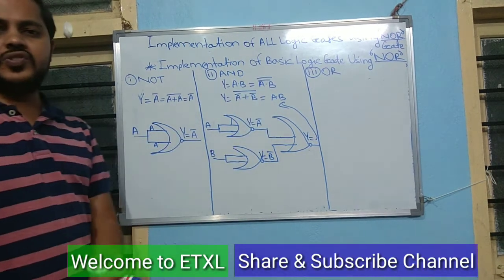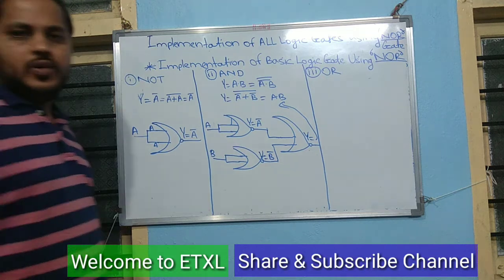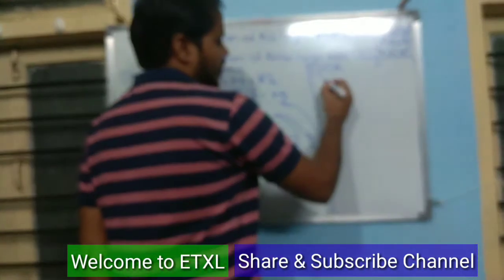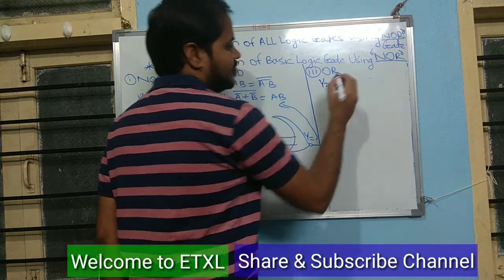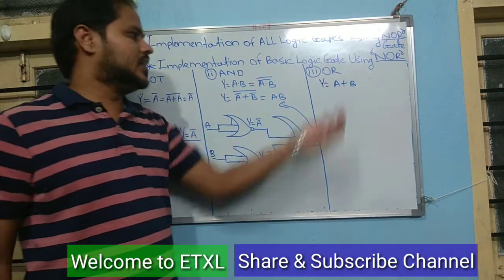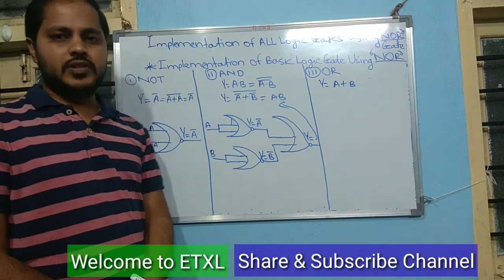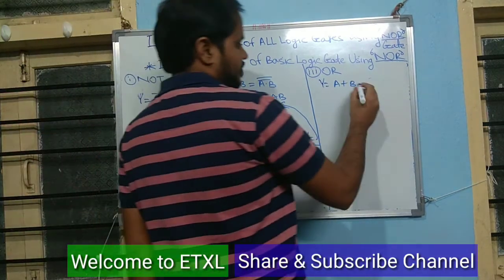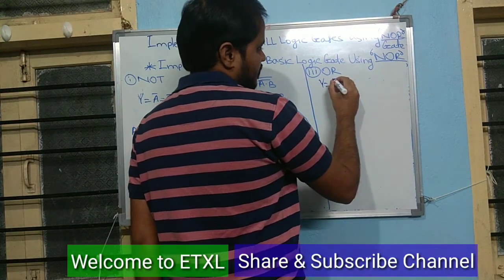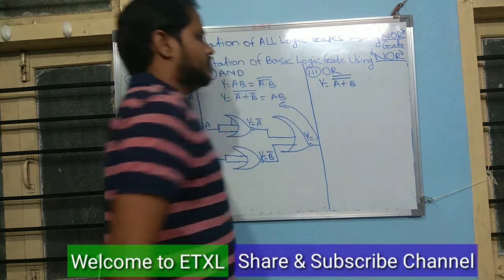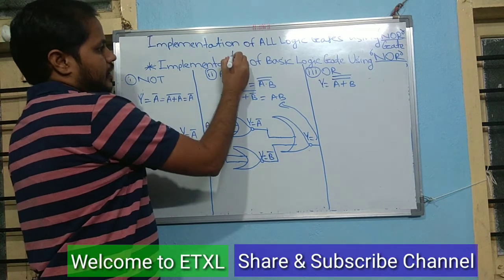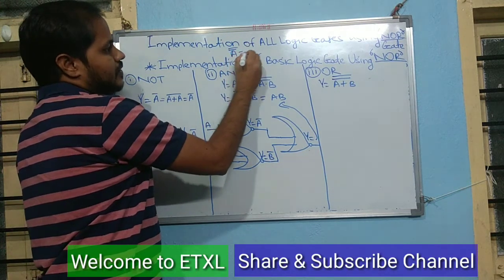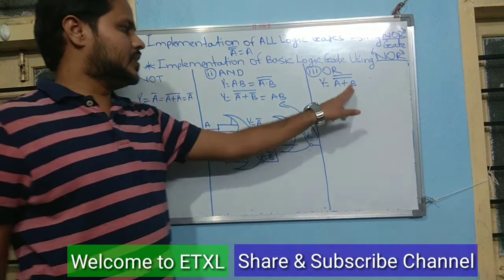And the last implementation is the OR logic gate. What is the logical equation of the OR logic gate? Y is equal to A plus B. This is the logical equation of the OR logic gate. Make the double complement of this, because according to the laws of Boolean algebra, A double bar is equal to A. That's why I am writing the equation like this.